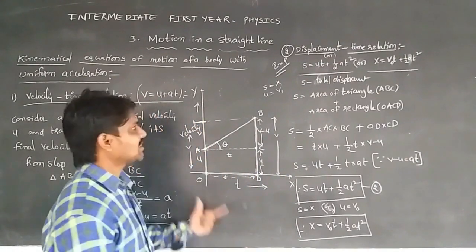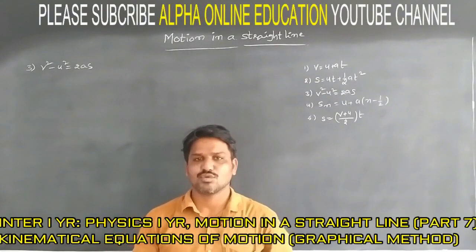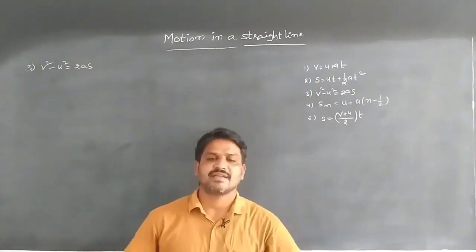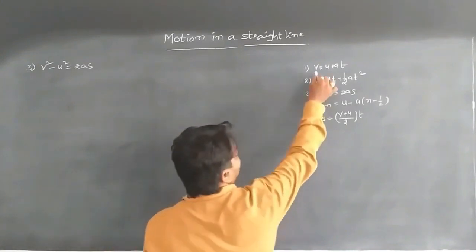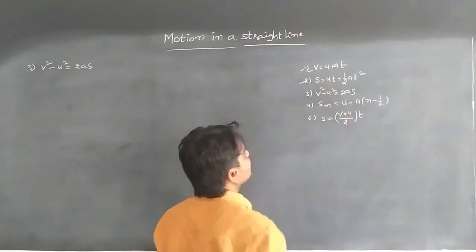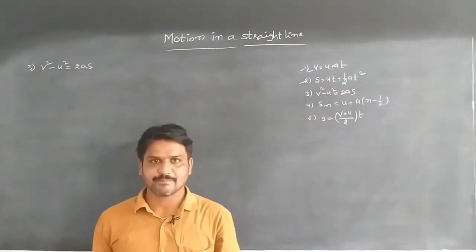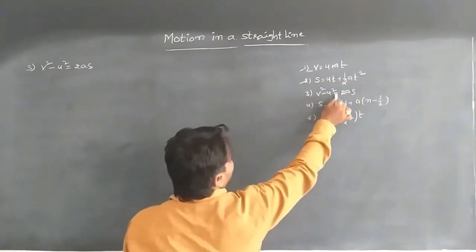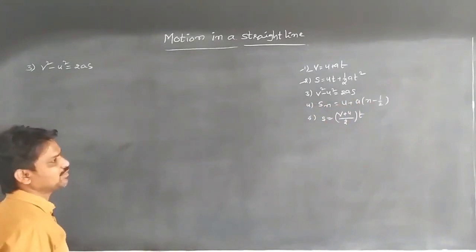Let's see the third kinematical equation of motion by the graphical method, means by using the graph we derive the equation. In the earlier video we discussed v is equal to u plus at and s is equal to ut plus half at square. These are the kinematical equations we have proved. Next we are going to prove v square minus u square is equal to 2as, the third kinematical equation of motion.